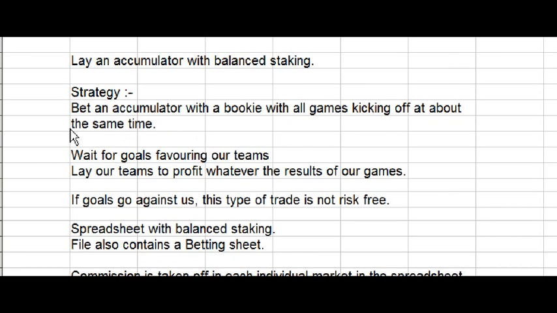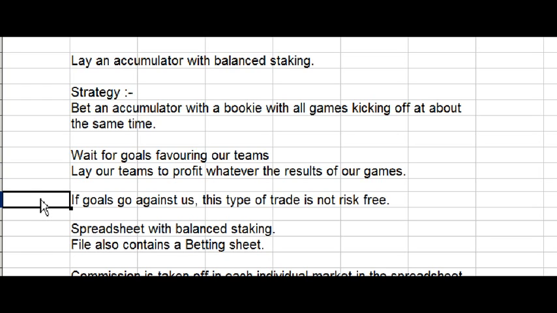This video describes how we may be able to lay an accumulator to profit using football matches. The strategy is to bet our football accumulator with our bookie, with the games all kicking off at about the same time. And once the game goes in play, we wait for our teams to score and get in front, and then as the lay odds drop in our betting exchange, we may be able to lay all our teams or some of our teams to profit, whatever the result of our games.